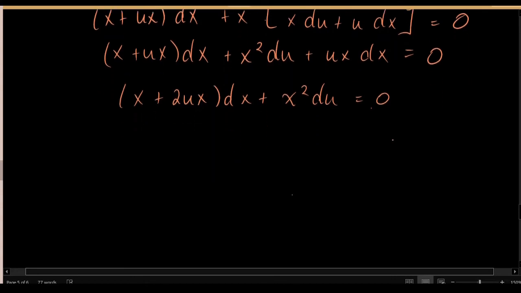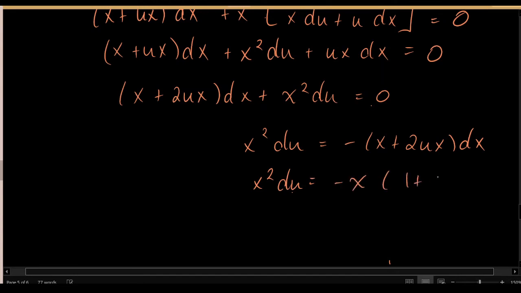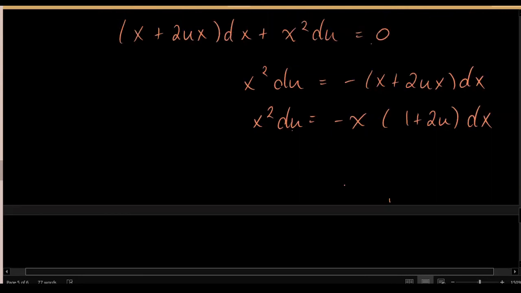So let's go ahead and simplify this. We have x squared du is equal to negative x plus 2ux dx. And notice that this expression on the right side can be factored. x squared du can be written as negative x times 1 plus 2u dx. So a little bit of rearranging, and we get u prime times 1 over 1 plus 2u is equal to negative 1 over x.